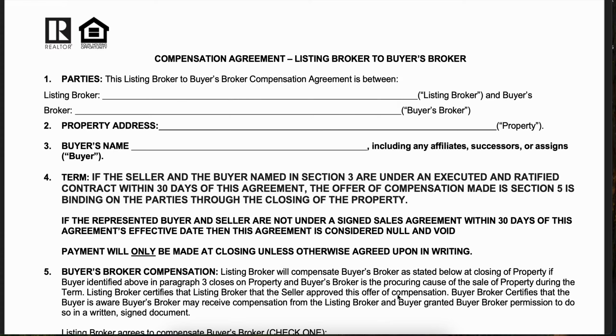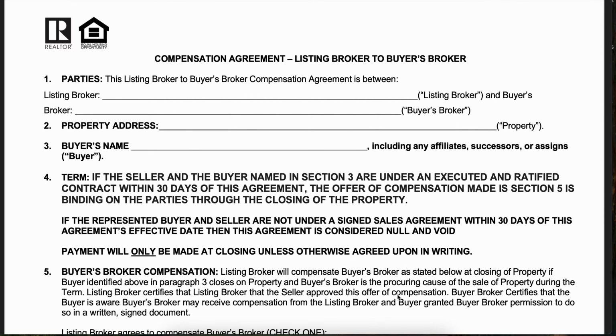So we took the current compensation agreement and we've actually split it into two different compensation agreements. One is going to be for when the compensation is being offered from listing broker to buyer broker, and the other one is going to be from when the compensation is being offered from the seller, and you'll use the appropriate one that they're labeled at the top. Both are going to still be called Form 120. The one from listing broker to buyer broker will be 120 LB to BB, and the one from seller to buyer broker will be 120 S to BB.